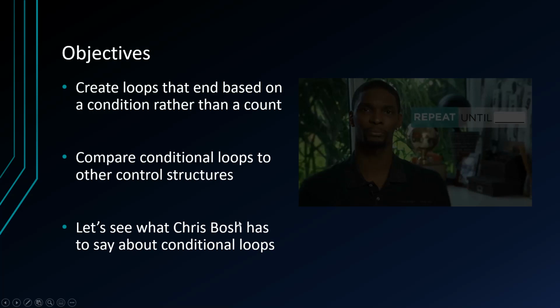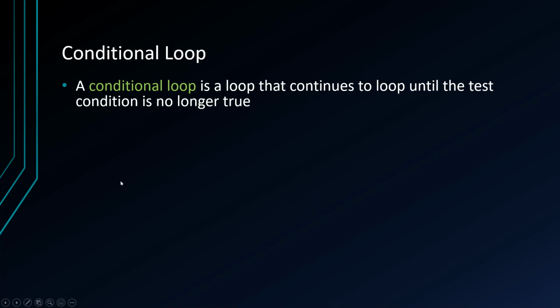Thanks, Chris. Combine Chris and Chris Bosch there. So obviously, he gave us a little introduction about what we're doing today. We're going to repeat some action until some test condition is no longer true. So what does that actually mean for us? Well, a conditional loop is a loop that continues to loop until the test condition is no longer true.